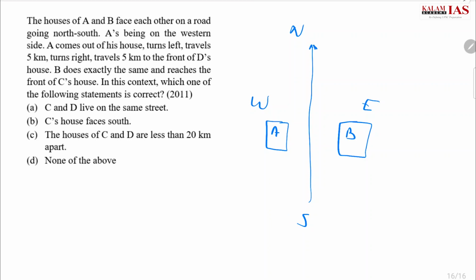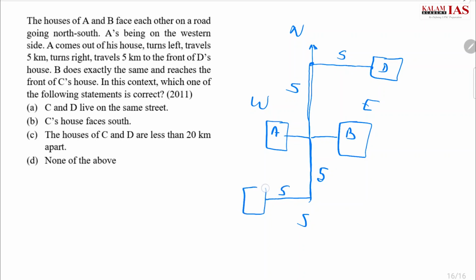A comes out of his house and turns left, travels 5 kilometers somewhere here. Turns right, travels 5 kilometers to the front of D's house. B does exactly the same and reaches the front of C's house. So B comes out, turns left, travels 5 kilometers, and then turns right, travels 5 kilometers and comes in front of C's house.